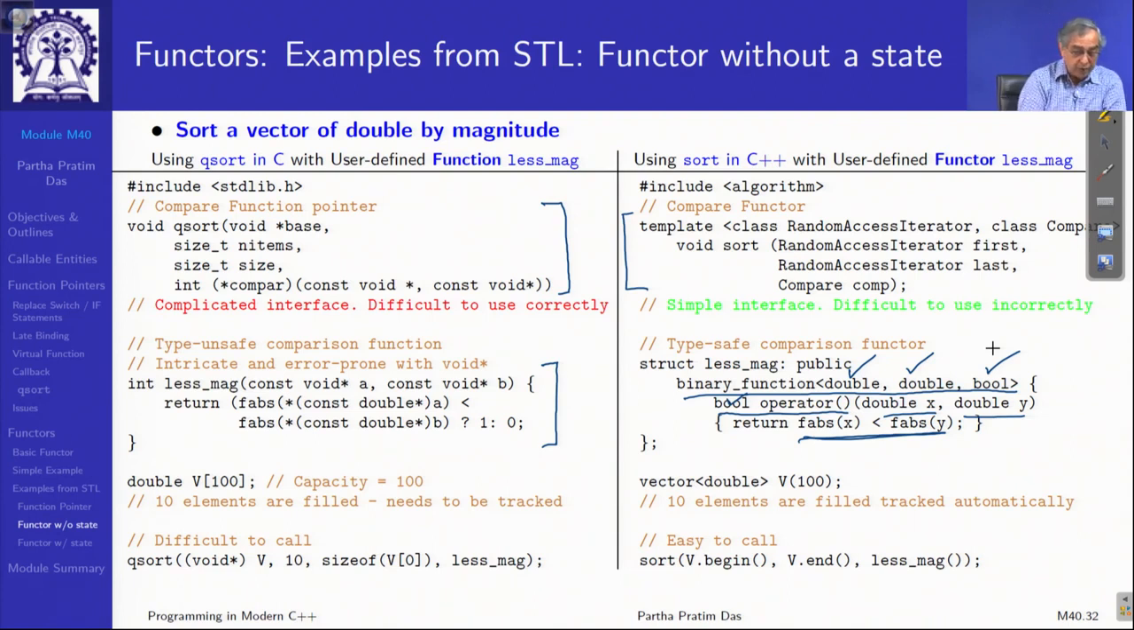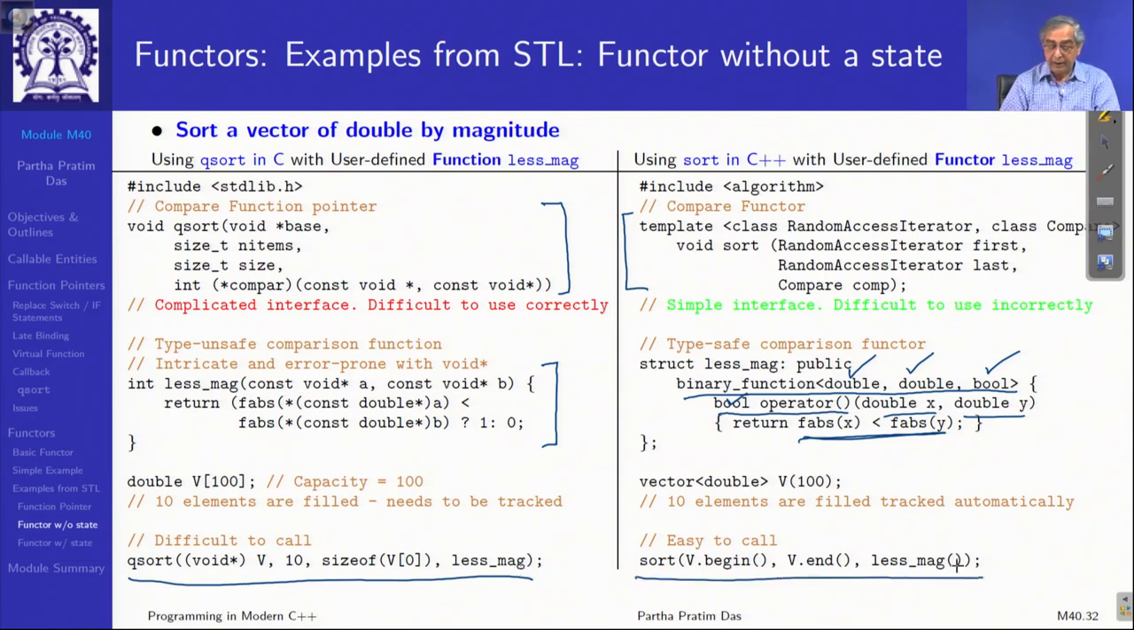Okay. So, in the actual code, you just look at the call here, quick sort, this we have already seen, and here it actually says what it does. Start at the beginning, go up to the end, use less mag. I have just used struct here in place of class, because I need this to be public. Having written struct, this is different. This is for the inheritance actually.